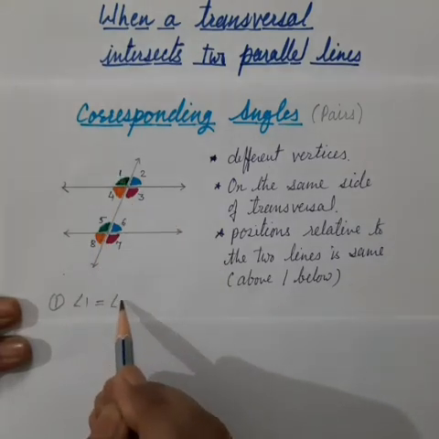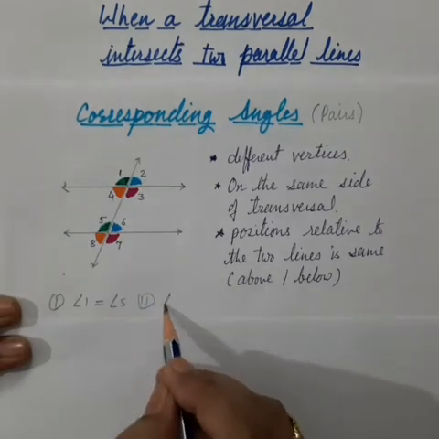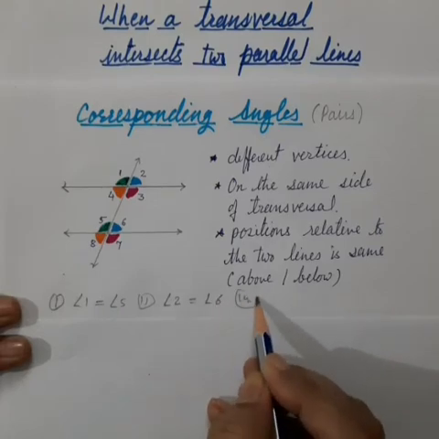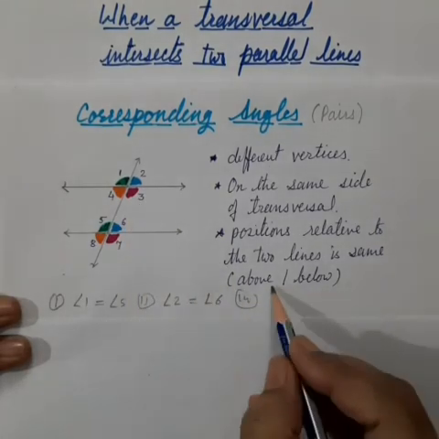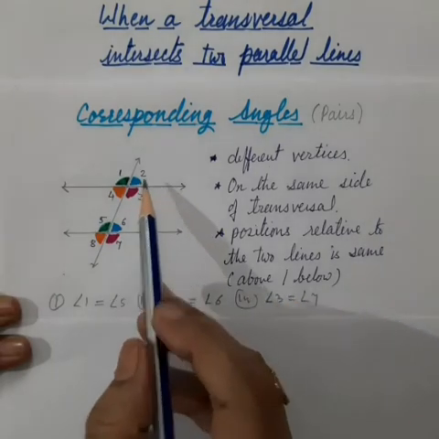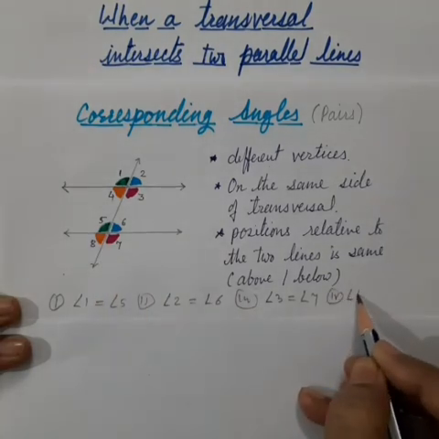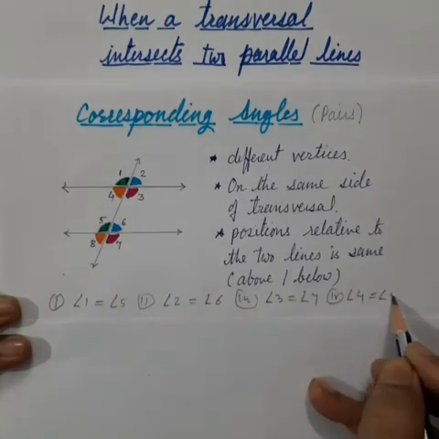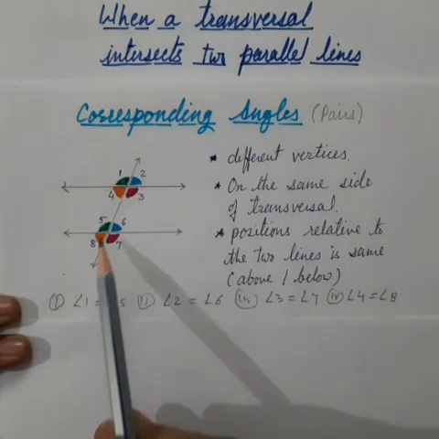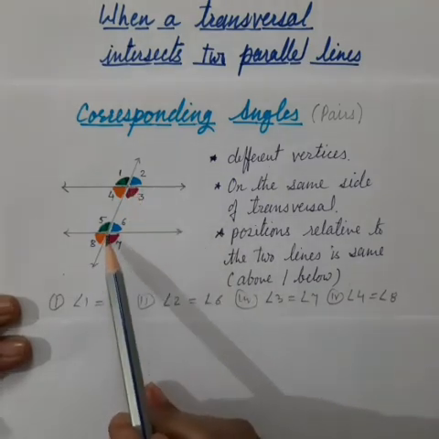They are equal. Second pair, angle 2 and angle 6. They are also equal. Third pair, angle 3 and angle 7. Angle 3 is equal to angle 7. They are corresponding angles. And angle 4 and angle 8. Angle 4 is equal to angle 8. Corresponding angles are equal when a transversal intersects two parallel lines at different points.